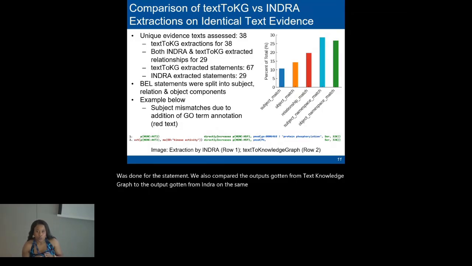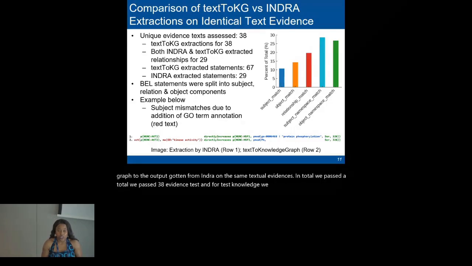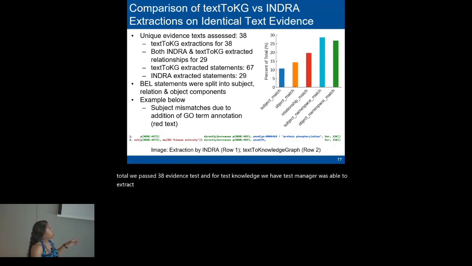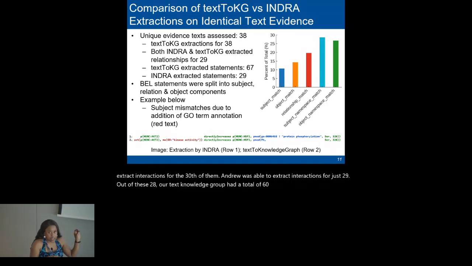We also compared the outputs gotten from textKnowledgeGraph to the outputs gotten from Indra on the same textual evidences. In total, we passed 38 evidence tests. And textKnowledgeGraph was able to extract interactions for all 38 of them. Indra was able to extract interactions for just 29 out of these 38. Our textKnowledgeGraph had a total of 67 BEL extracted statements from the 38 sentences, and Indra had a total of 29.